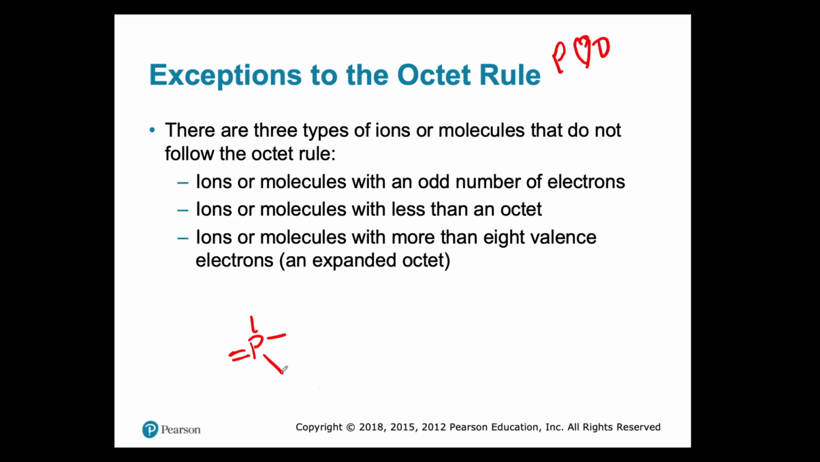And then the last one is that molecules with more than 8 valence electrons are an expanded octet, which is phosphorus, things like phosphorus. Really, anything that's beyond phosphorus can do that. Not anything over here that only has like 1 bond, but anything that's 3 and below can do that kind of thing.